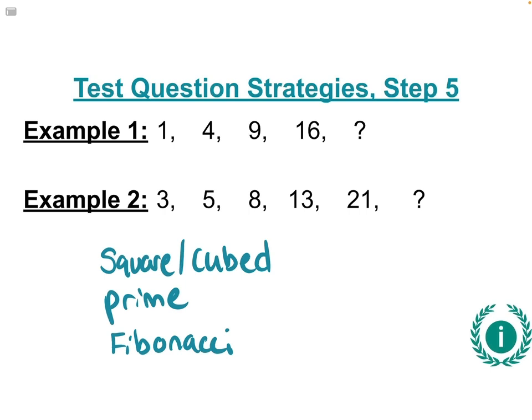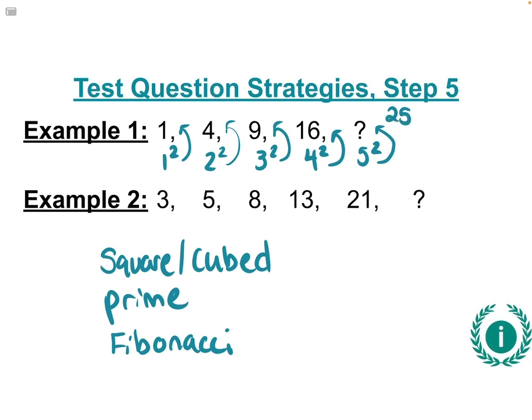So let's take a look at example 1. If we look at example 1, the differences between each of these numbers don't follow a discernible pattern. We have +3, then +4, then all of a sudden it's up to +7. And there's no geometric sequence either, nor is there an alternating pattern. So we have to go to step 5 and think about, could this be a square, cubed, prime, or Fibonacci? And the answer is that it is a square pattern. We have 1 squared is equal to 1, 2 squared, which is equal to 4, 3 squared, which is equal to 9, and 4 squared, which is equal to 16. Then the next number in our series would be 5 squared, which would give us 25.